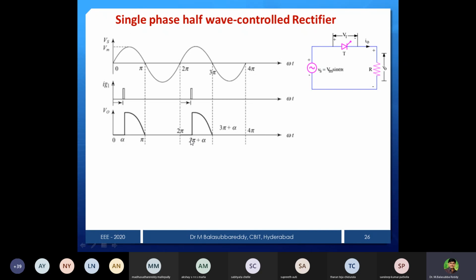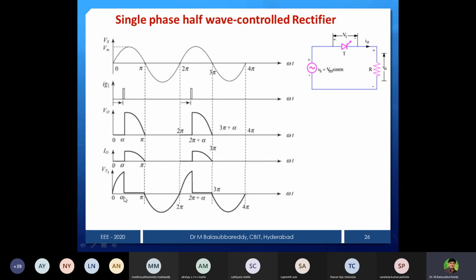So this is the output voltage. This is the output current. This and this are exactly the same, only the magnitude is reduced. And this is the voltage across the device VT. Across this I am measuring with respect to the anode, and you can see that from 0 to alpha the device is in off state. That's why you measure the same as source. That's why I drew the same as source.